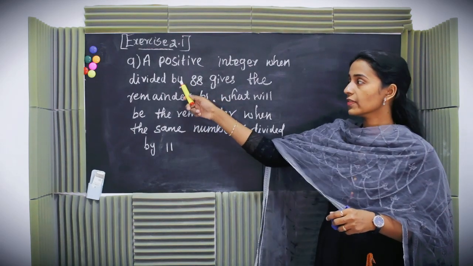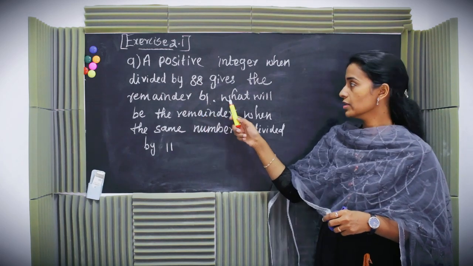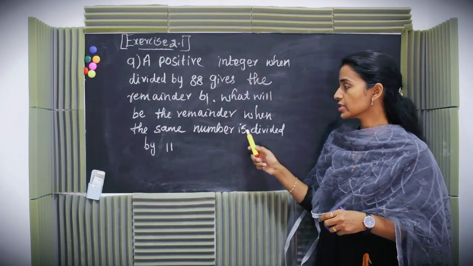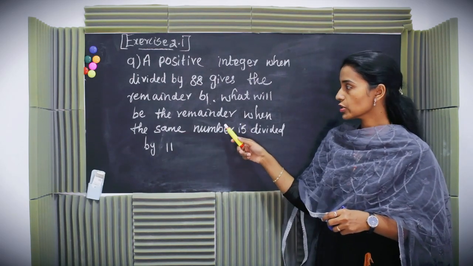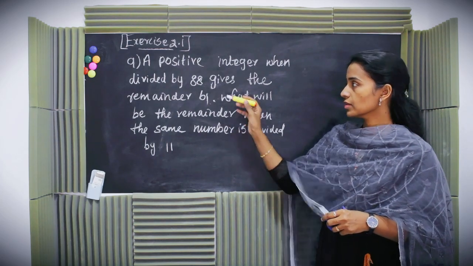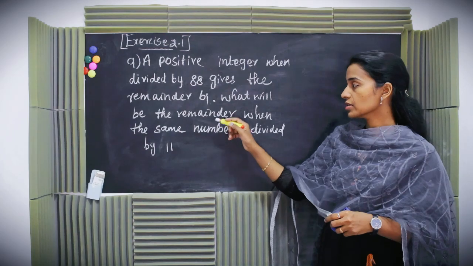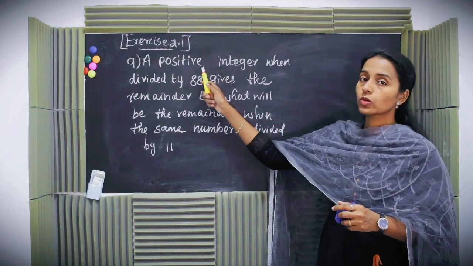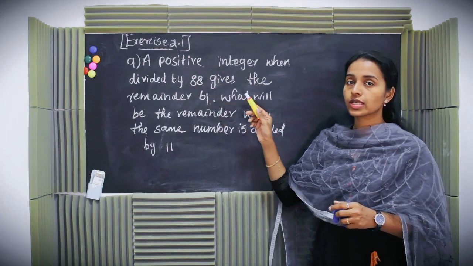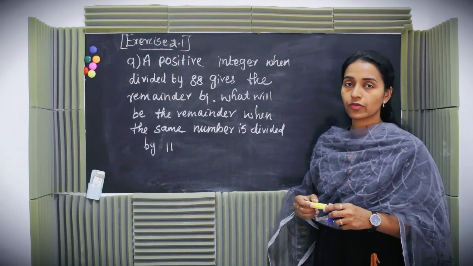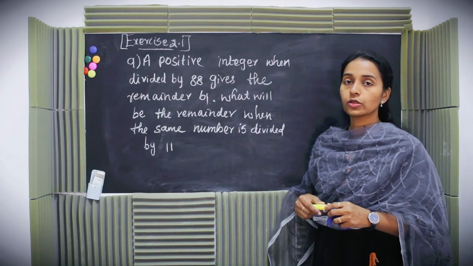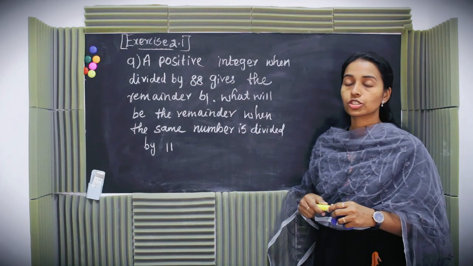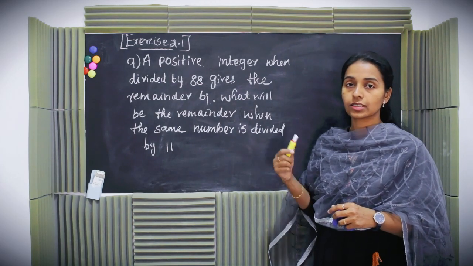So we know the divisor and remainder. Now what will be the remainder when the same number is divided by 11? We need to find out the remainder when this number is divided by 11. That means we know the divisor and remainder, so I am going to consider Euclid's division lemma formula. Already we had discussed Euclid's division lemma in previous classes. Do check out that video, then only you can understand this problem.